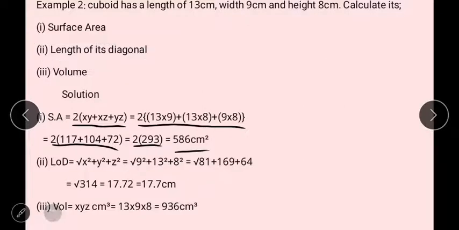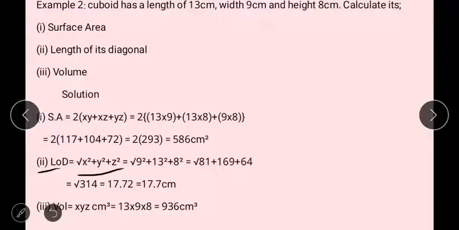Look at the solution 2 again. The length of diagonal equals to this formula. Yes, substituting the value of those letters would give you this. Further simplification would give you this. Simplifying further would give you this. After which you arrive at your final answer, which is this.